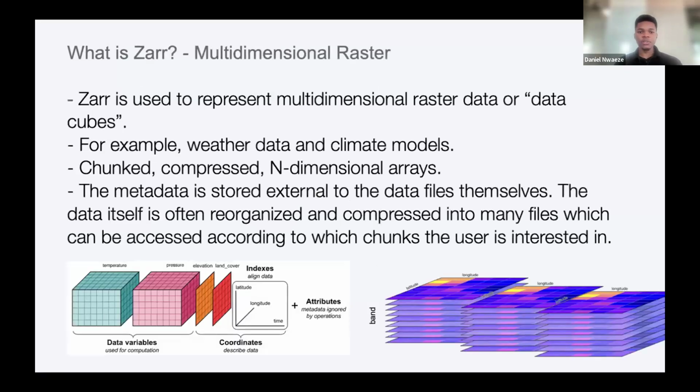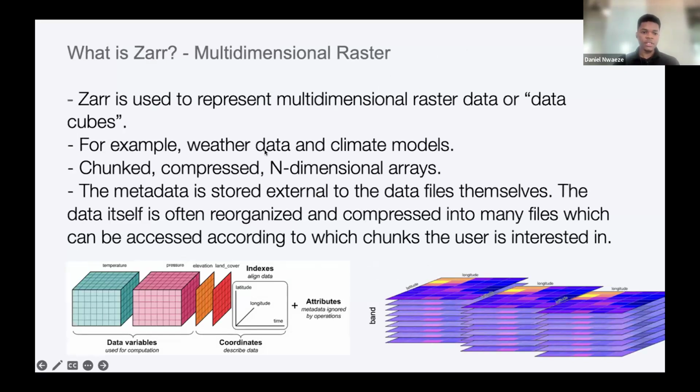So now what is Zarr? Zarr is a multi-dimensional raster, so basically multi-dimensions. It is used to represent multidimensional raster data or data cubes. We call it a data cube because it looks like a cube, and each side of the cube represents a certain dimension.